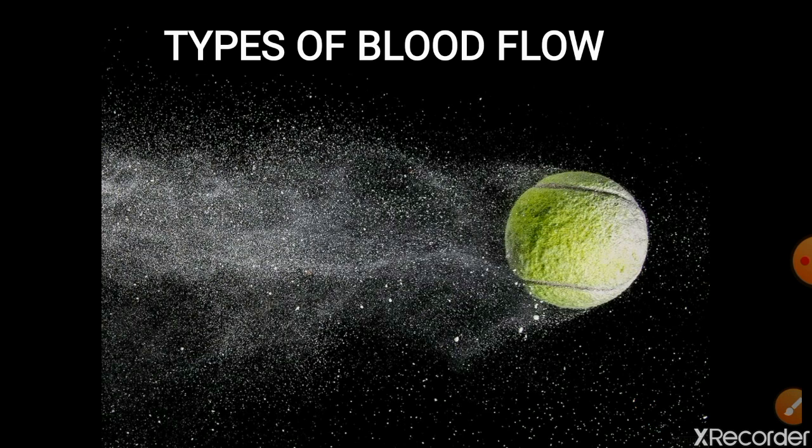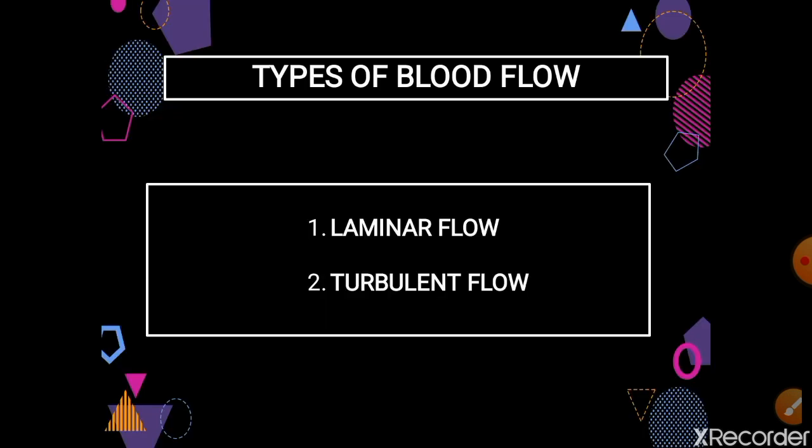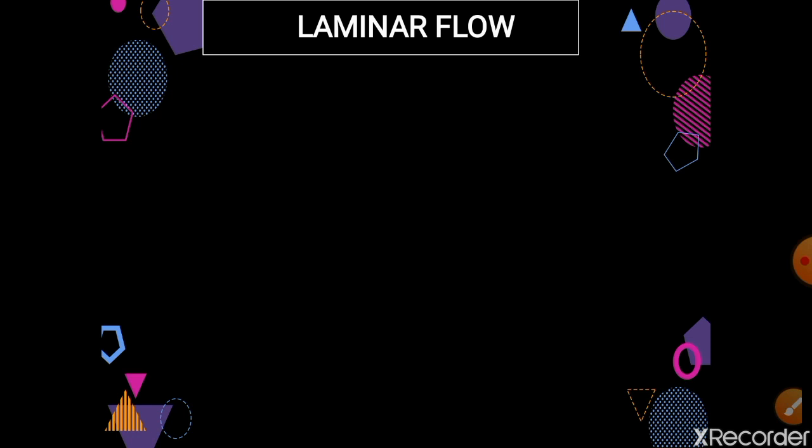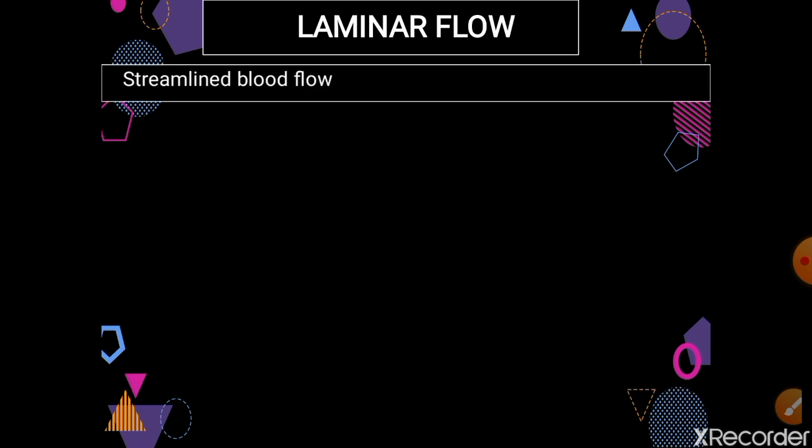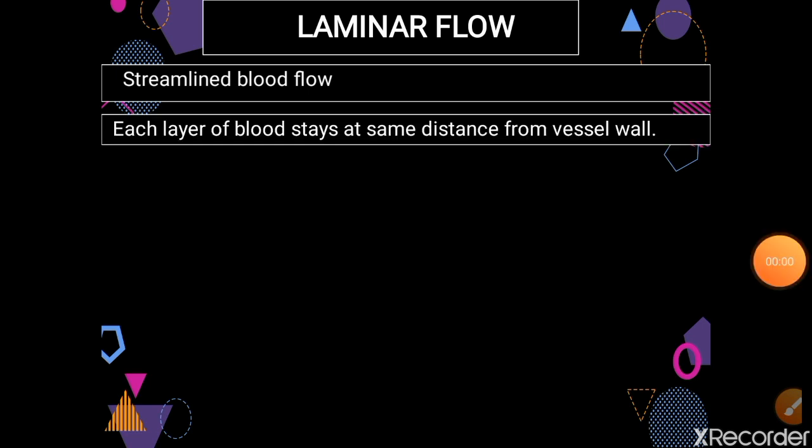Now let us discuss the types of blood flow. There are two types of blood flow, laminar and turbulent. Laminar blood flow is also known as streamlined blood flow. What is meant by streamlined blood flow is that each layer of the blood stays at the same distance from the vessel wall. This might sound confusing. Let's look at a picture to get a better idea.